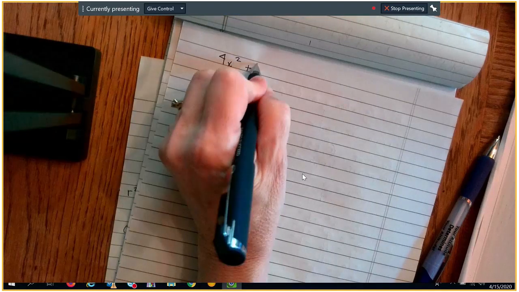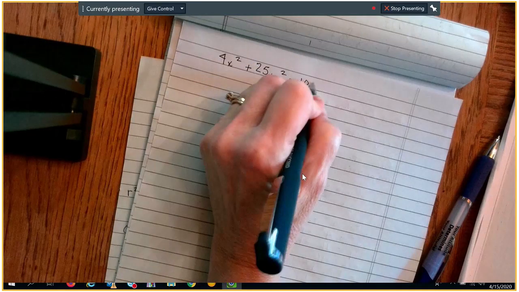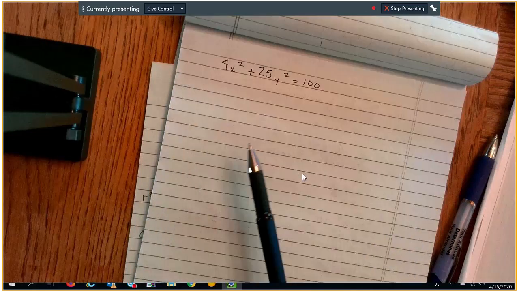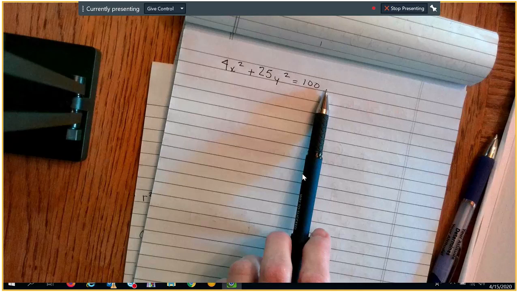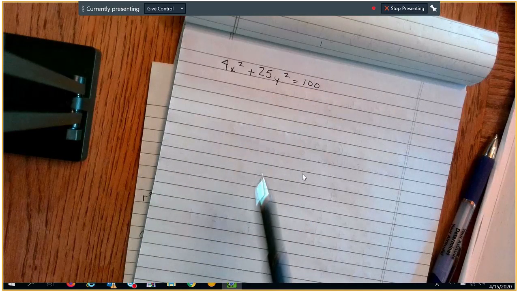So why don't we look at 4x squared plus 25y squared equals 100. So find the coordinates of the foci, give the domain and range, and then graph it. Just sketch out a graph.